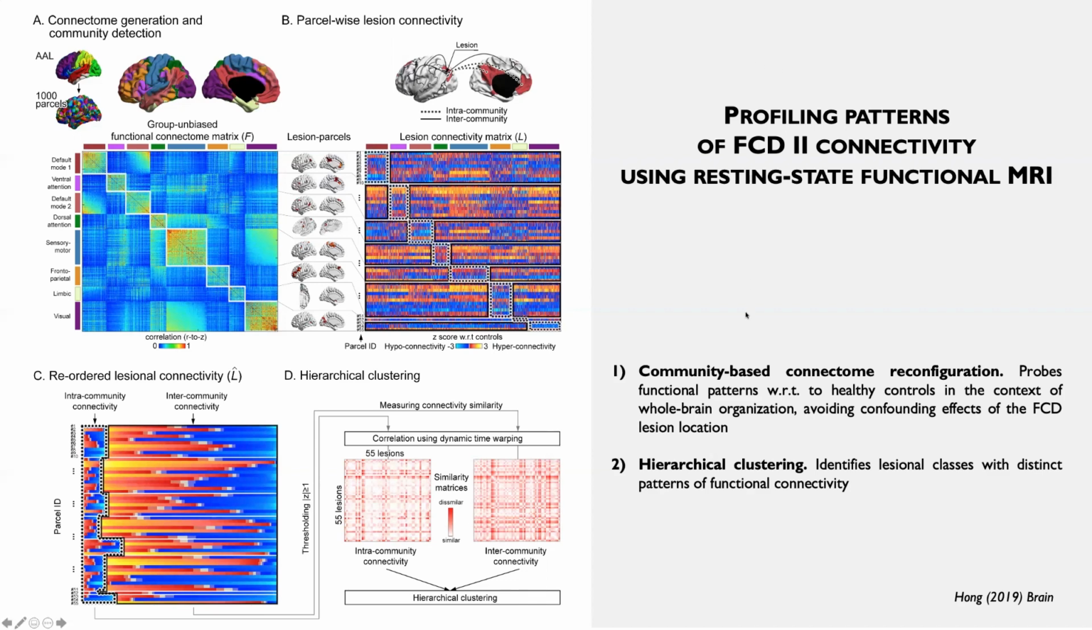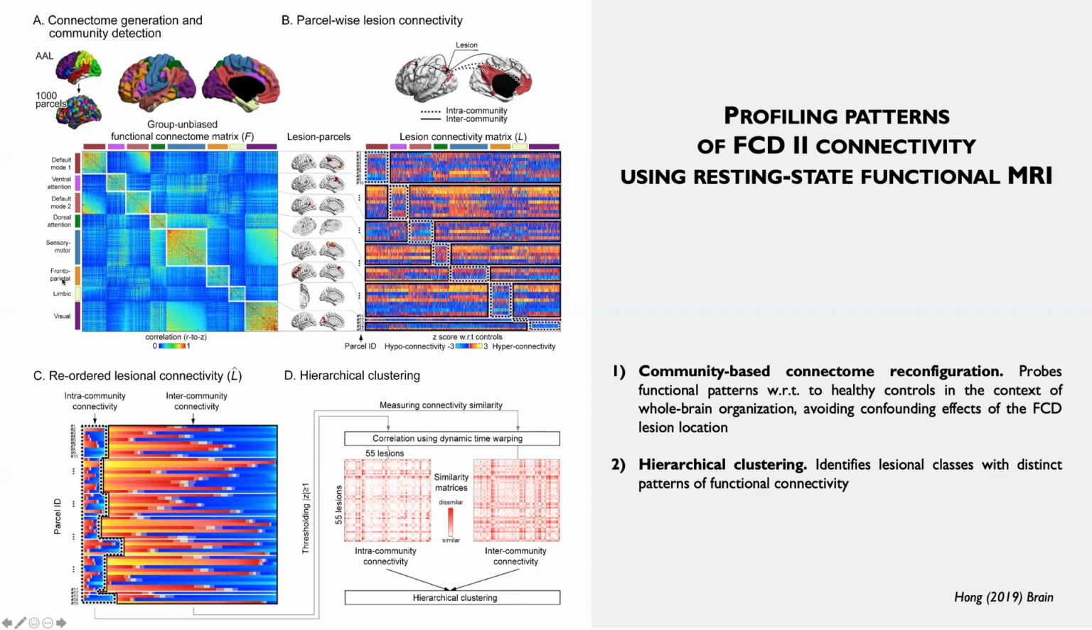Let me guide you through the main steps. After subdividing the brain into 1,000 parcels, we computed for all patients and controls the connectivity of these parcels to the rest of the brain. In this matrix, the connectivity is rearranged based on the canonical networks or communities.